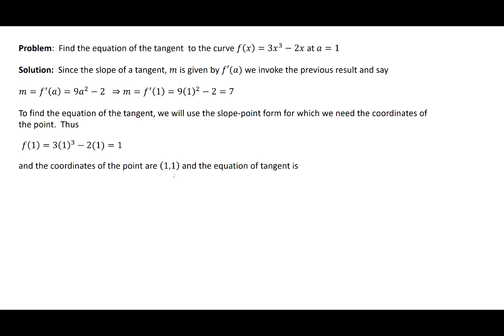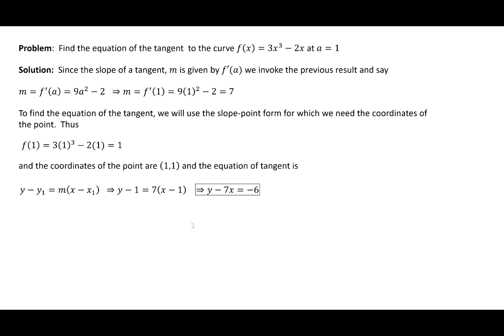And what's the slope point form? y minus y1 equals m times x minus x1. What is x1 here? The x coordinate of the point, which is 1. What is y1 here? The y coordinate of the point, which is also 1. So y minus 1 equals, m happens to be 7, that's the derivative, right? And so 7 times x minus 1. So y minus 7x equals, if you simplify it, negative 7 plus 1 on the right hand side. And so that's negative 6.